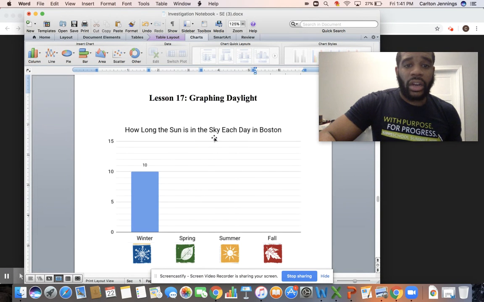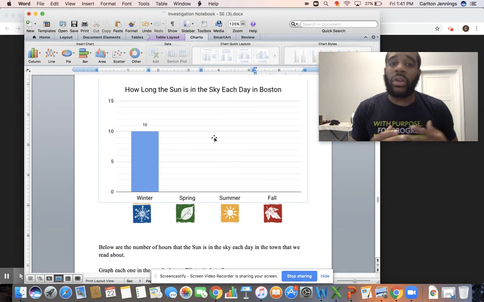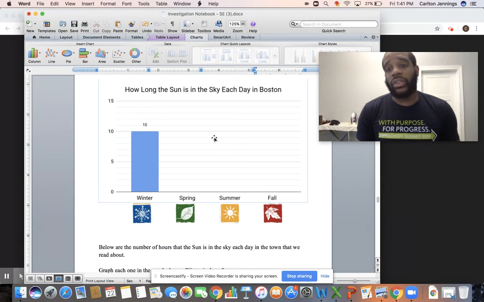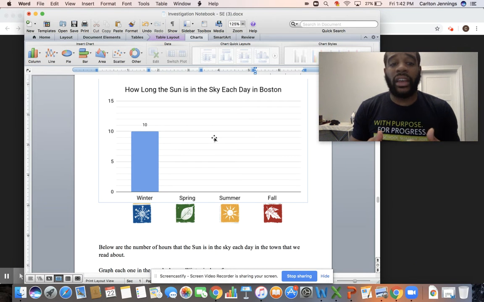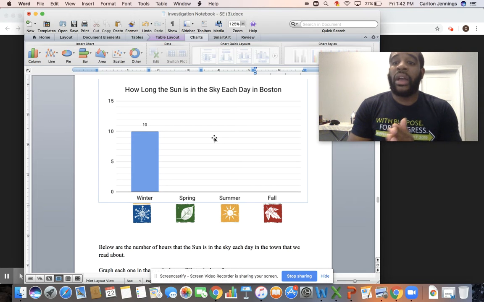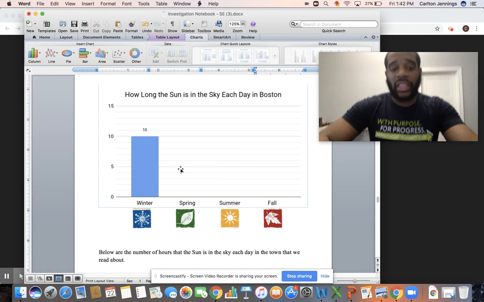So this is our graph here. How long the sun is in the sky each day in Boston. Boston is a city that's kind of far away, and we have some data here, and we're going to figure out how to graph this data, so people can see a graph. So this is the entire graph here.